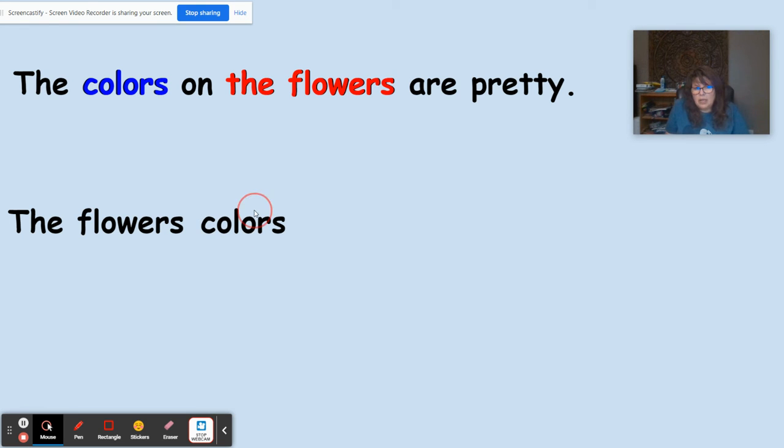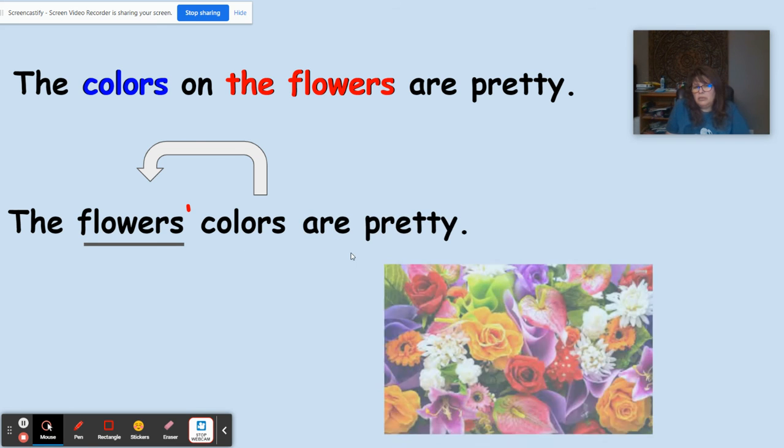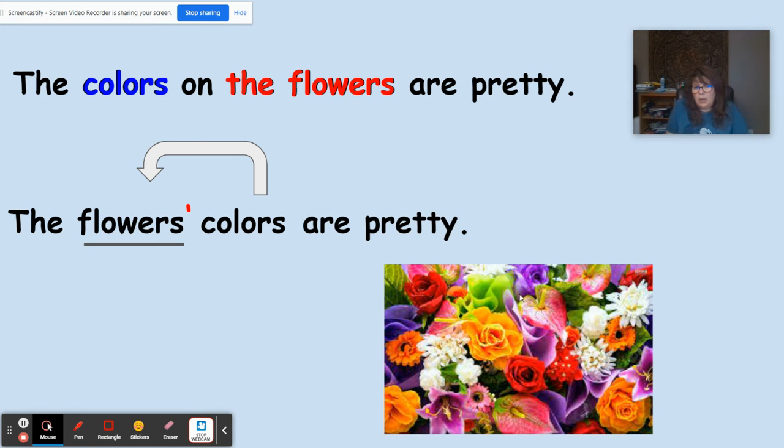So we know that the colors belong to the flowers, so we're going to make this one into a possessive noun. Now, because it does end with an S, and we know it's plural, to make it a possessive noun, we just add the apostrophe. That's it. So now, what do we know about the flowers' colors? They are pretty. Look how beautiful they are.